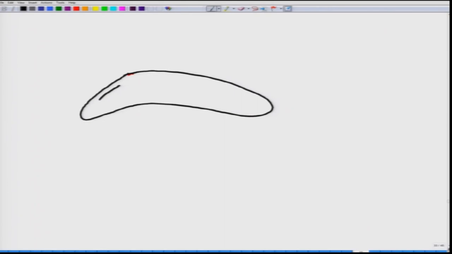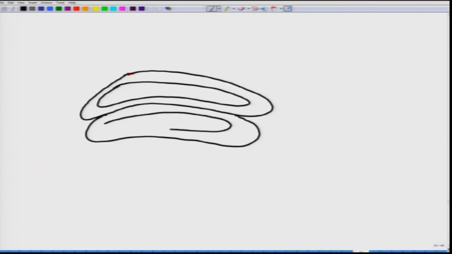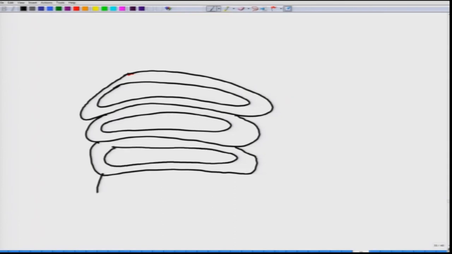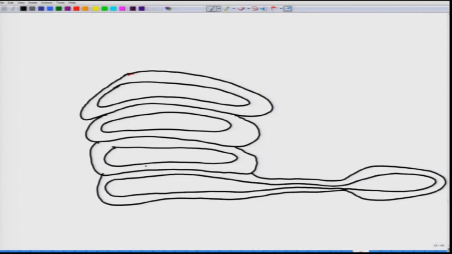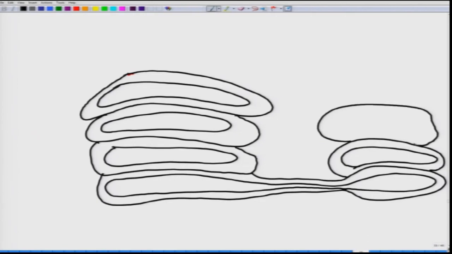So, if this is the thylakoid membrane, okay. This is how the thylakoid membrane is arranged, something like this. Okay. Now, on those thylakoid spaces and the thylakoid membrane, this is where your reaction centers are sitting.